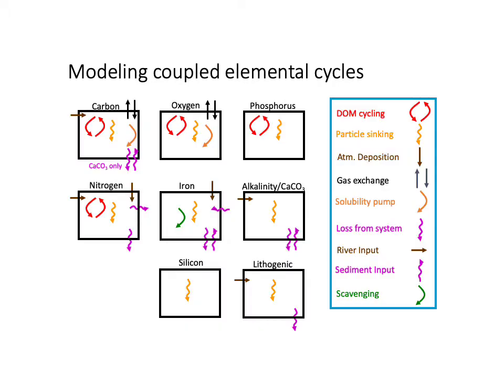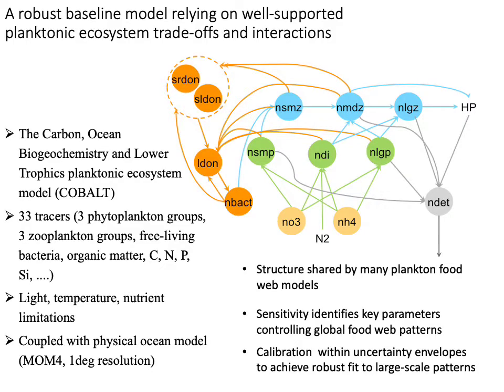So these models represent the coupled elemental cycles of carbon, oxygen, phosphorus, nitrogen, iron, alkalinity, silicon, and lithogenic material, and how they are coupled and decoupled. And in the case of COBALT, they represent 3 phytoplankton productivity groups, small and large and diazotrophic phytoplankton, as well as small, medium, and large grazers with explicit bacteria and DON, dissolved organic nitrogen pools.